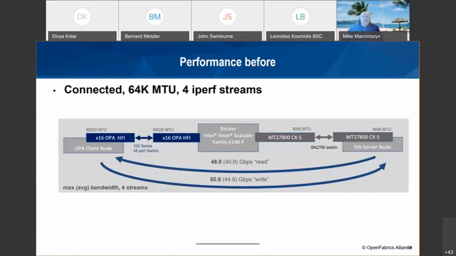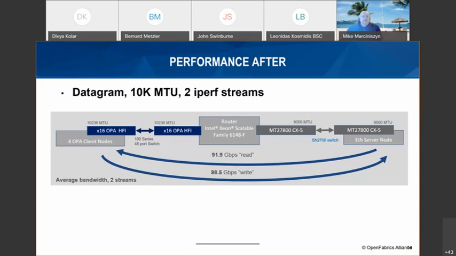Okay, these are the payoff for the effort. Before we did this, this is what we were seeing in terms of performance with heavily tuned systems, with IP over IB traffic going through a router. The particular hardware that was involved is listed. And you can see we can't even get to a high percentage of line rate. And this is with 4 streams. Adding more streams doesn't help. It tops out pretty quickly. Next slide.